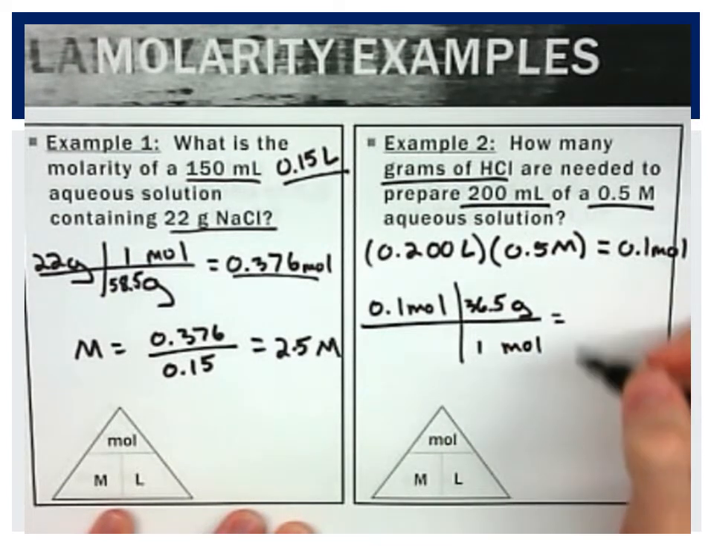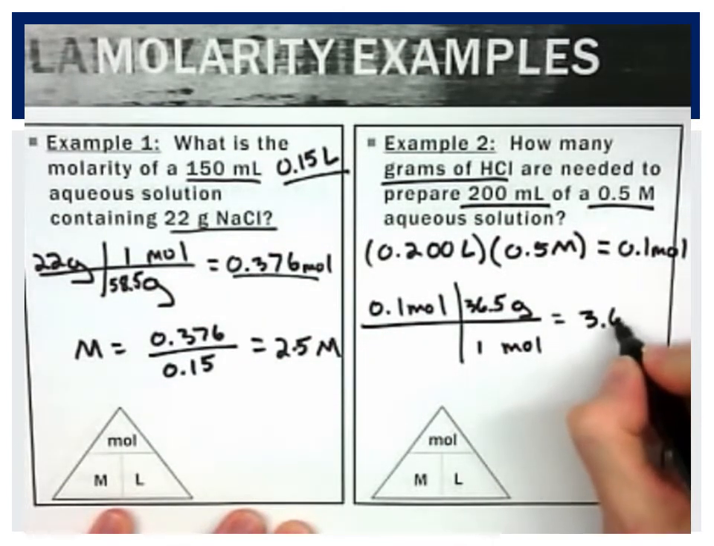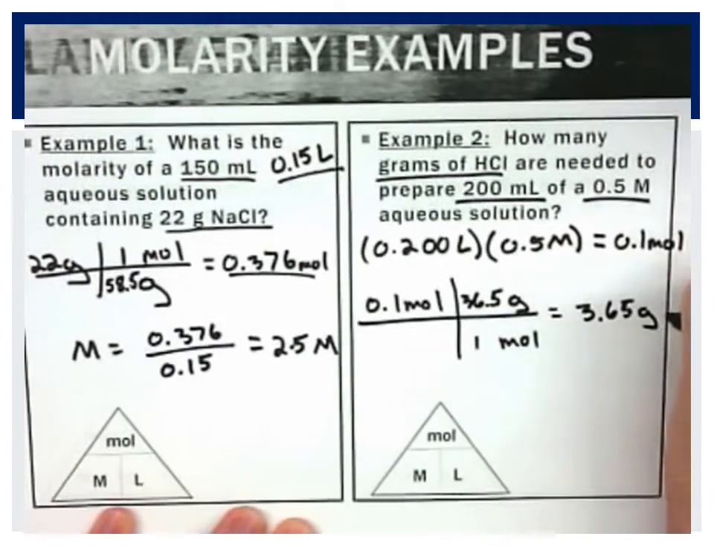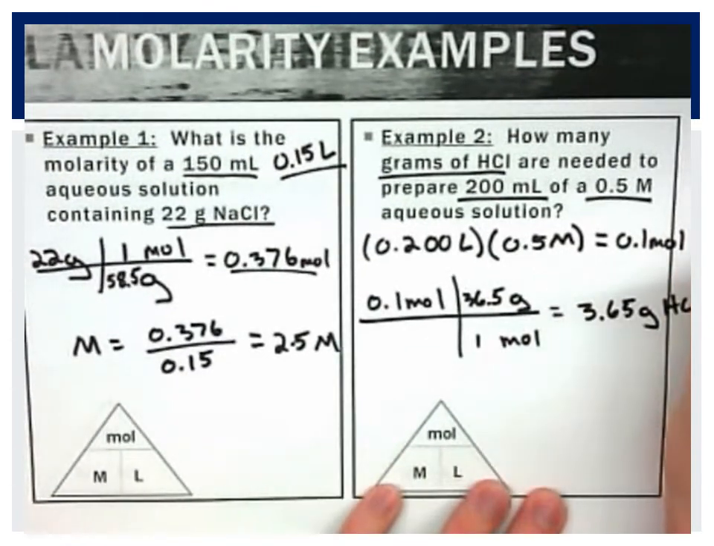0.1 divided by 36.5, I get 3.65 grams of HCl.